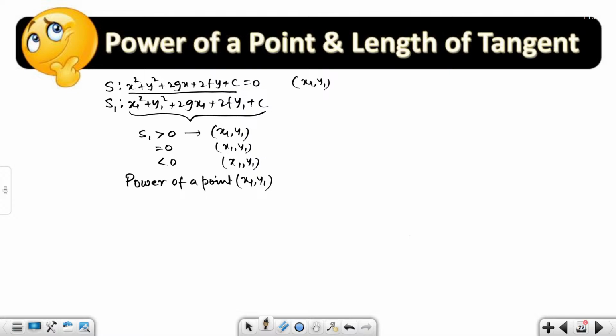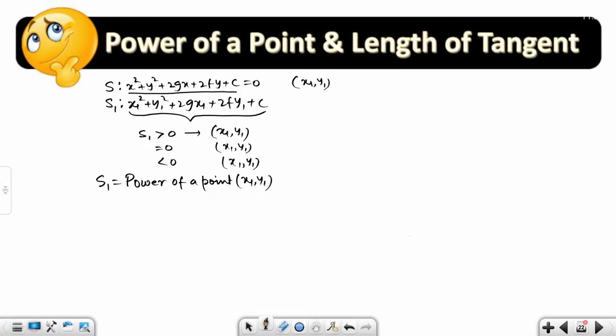No, I will say in this way: if the power of a point is greater than 0, the point lies outside. If the power of a point with respect to a circle is equal to 0, the point is on the circle. And if the power of a point with respect to a circle is less than 0, then the point lies inside the circle. In this way, we will say. Is it clear? Absolutely. Okay, so from now onwards we will remember this S1 is nothing but the power of a point.